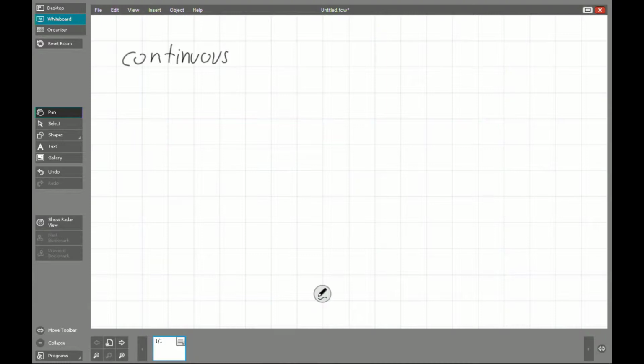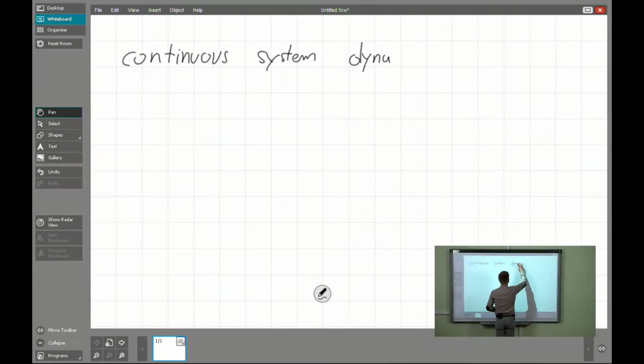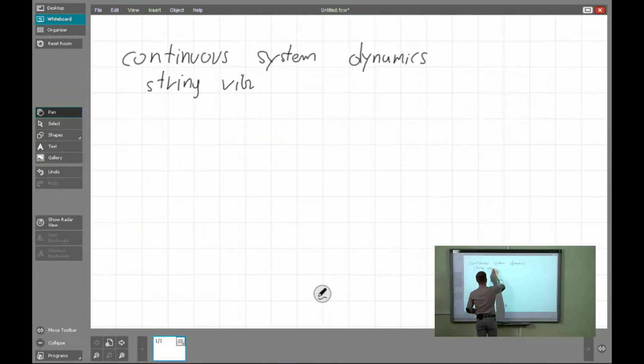Continuous system dynamics, and it will be string vibration.